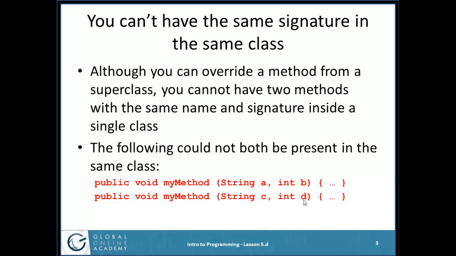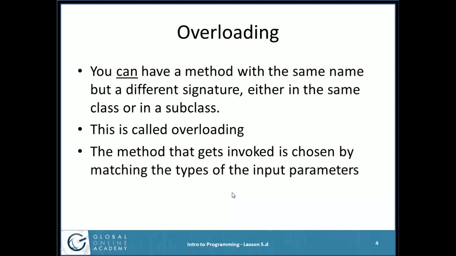I've got two choices. When we're overriding from a superclass, the choice is clear. Start at the lowest level of the hierarchy. If you find it, use it. If you don't, check the next level. But if they're at the same level of the hierarchy and they have the same signature, Java can't resolve it. Therefore, Java does not allow it. You can't have two methods with the same name and the same signature in the same class.